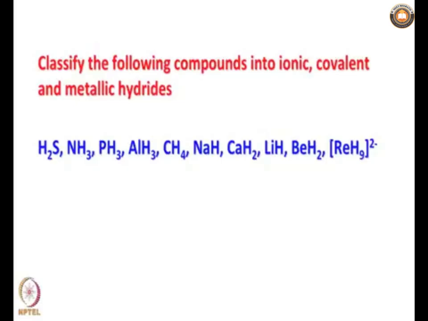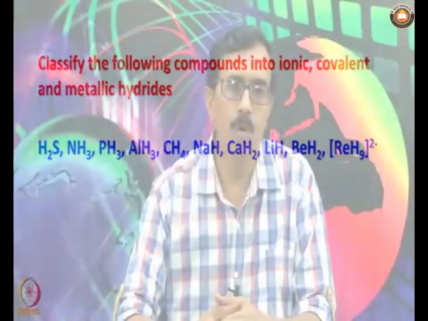Now, in hydrogen sulfide, sulfur has greater electronegativity compared to hydrogen. As a result, this is a covalent bond, but it is a polar covalent bond. Similarly, in the case of ammonia also, N is more electronegative than hydrogen. So, it is a polar covalent bond, and in the case of PH3 it is marginal.